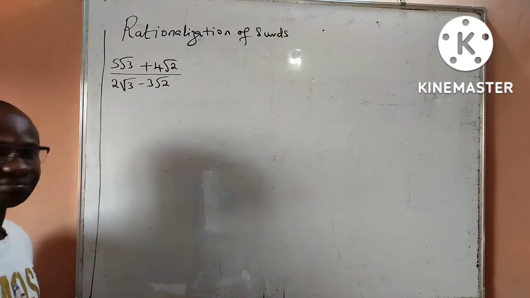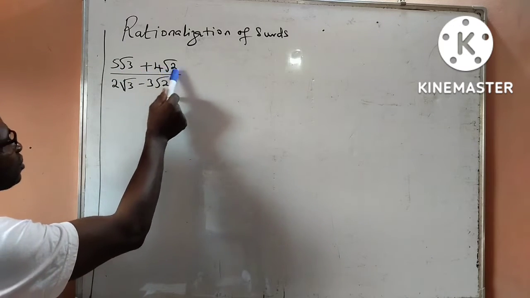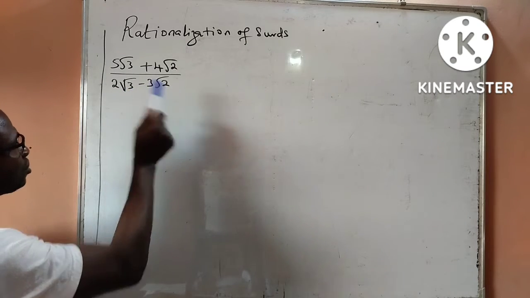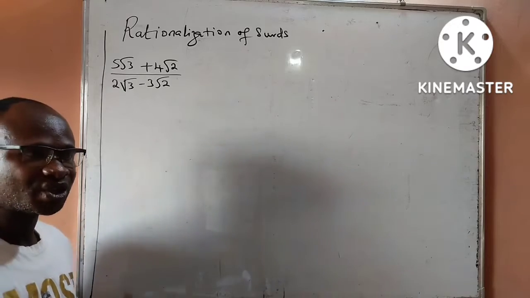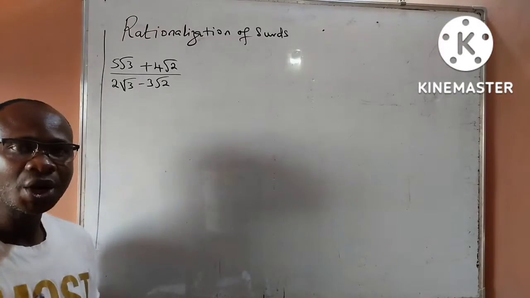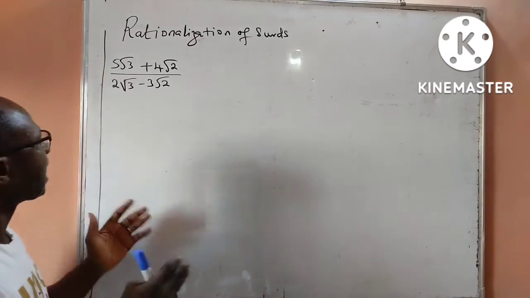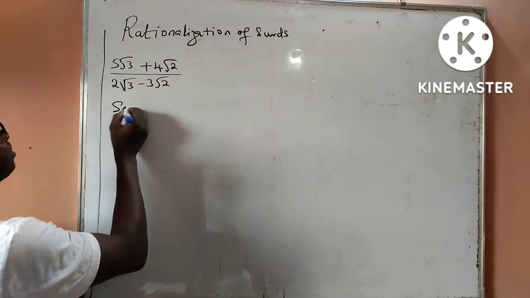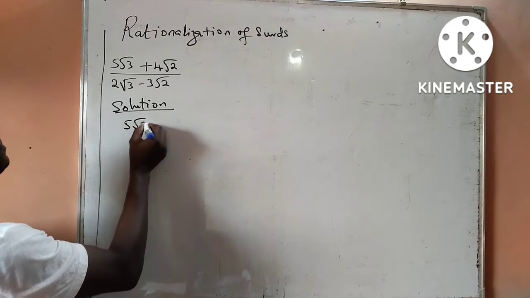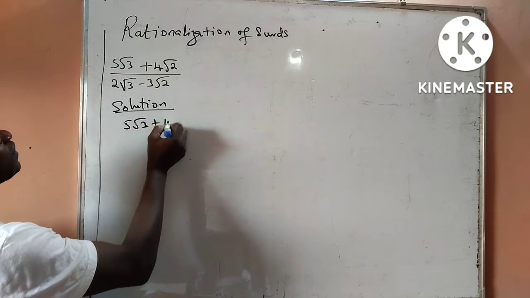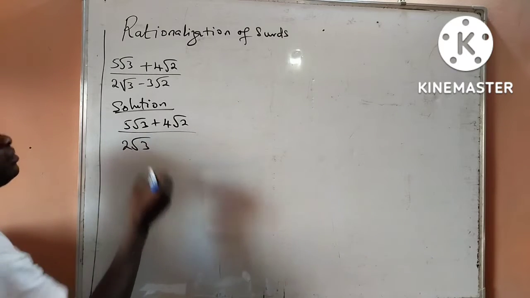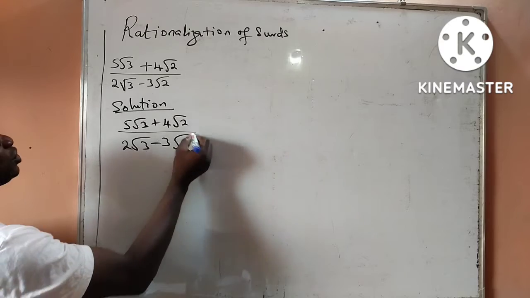I am given (5 root 3 plus 4 root 2) divided by (2 root 3 minus 3 root 2). The equation can be solved. It can be evaluated. It can be simplified. All mean the same. How can we solve it? Solution. I am given (5 root 3 plus 4 root 2) divided by (2 root 3 minus 3 root 2).